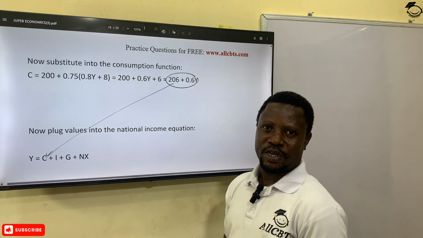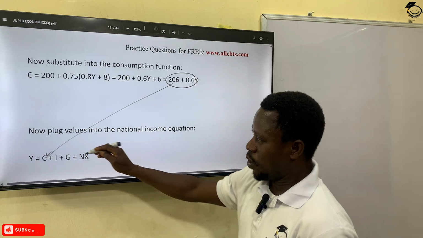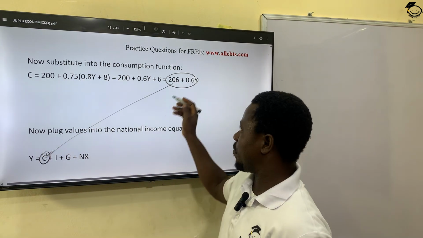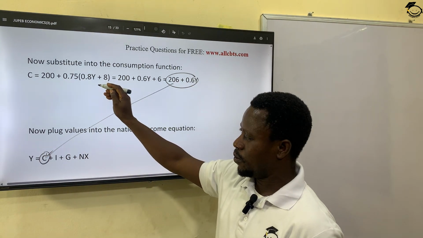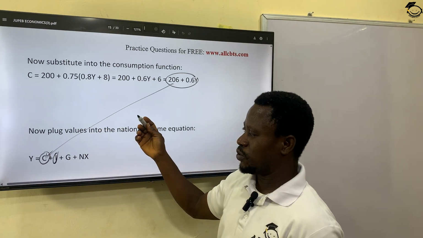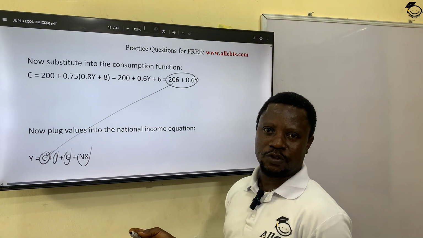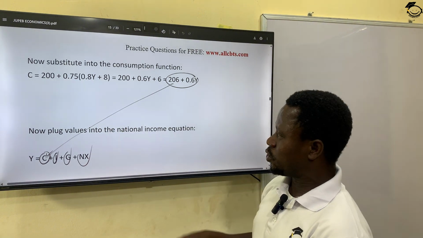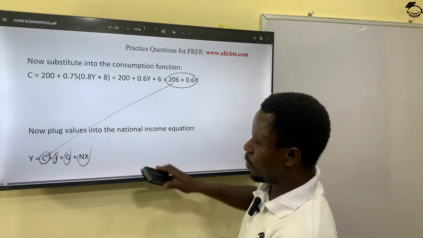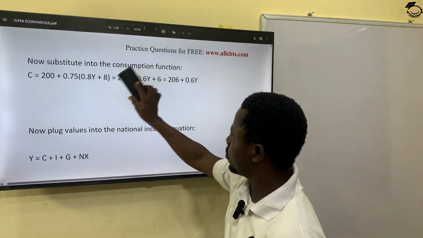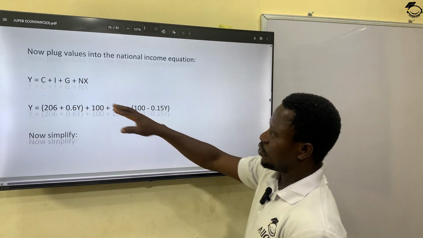We can now locate our national income. We have been looking for this all along, and we have gotten it by this calculation. Investment was given to us. Expenditure was given to us. Export and import were also given to us as a function. So we'll now plug in all those values to find our national income. Let's go. We are plugging in the values now.